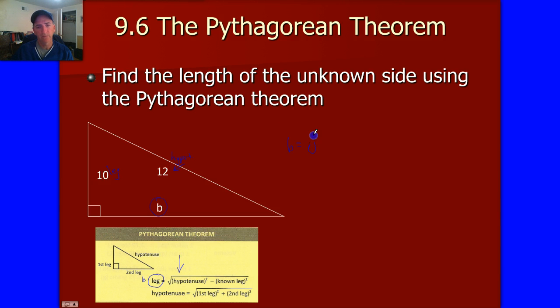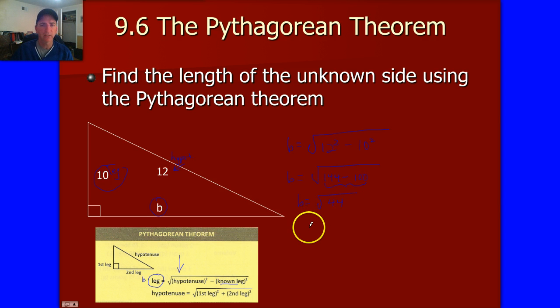That's equal to big long square root symbol. Hypotenuse is 12 squared minus the known leg. That's the one we know. The known leg is 10 squared. And we're going to multiply this out. Square root of 144 minus 100. That's what B is equal to. So B is equal to the square root. Just finish the math here. 144 minus 100 is the square root of 44.